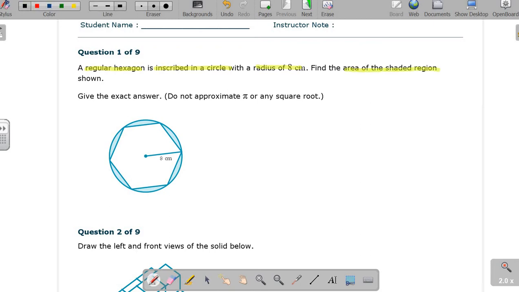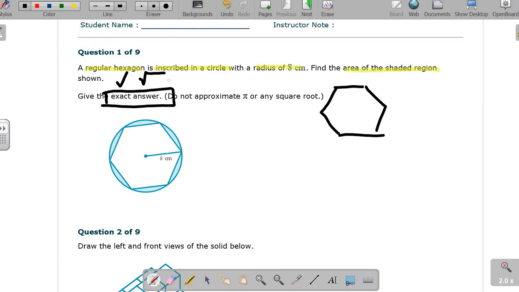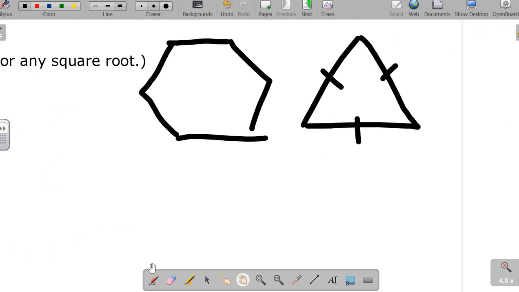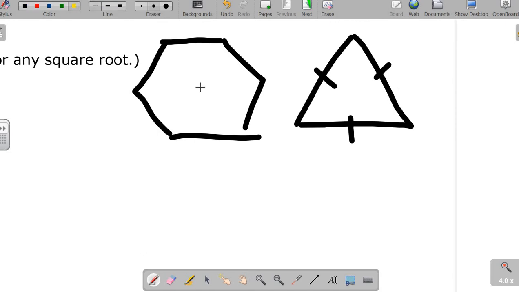I'll give you a hint. Whenever you're dealing with hexagons, it says give an exact answer. That's key. Exact means we're dealing with a radical, pi sign, a fraction, or some sort of combo thereof. Watch out. Exact answer when you're dealing with a hexagon and an equilateral triangle. At some point, you're going to be working with the 30, 60, 90 triangle. Let me show you why.